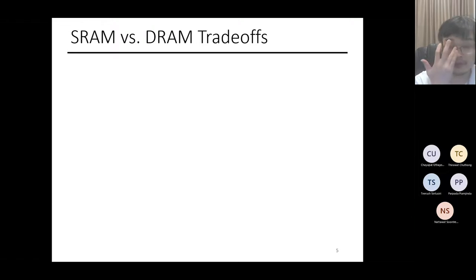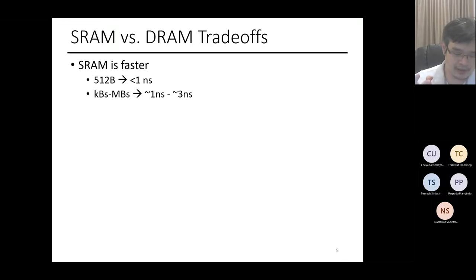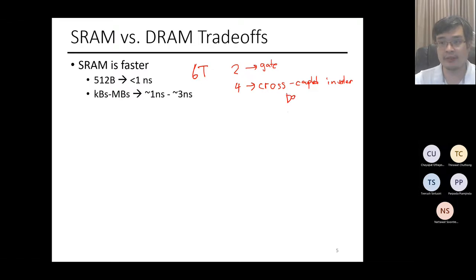To do that, we first need to look at the SRAM versus DRAM trade-off. SRAM is called static random access memory. If you look at the logic design behind SRAM, it has 6 transistors. Two of them act as the gate to actually access the data. The other 4 act as a cross-coupled inverter. The cross-coupled inverter would look like this. You have the inverter logic, which basically flips the bits. It just performs a logical not.